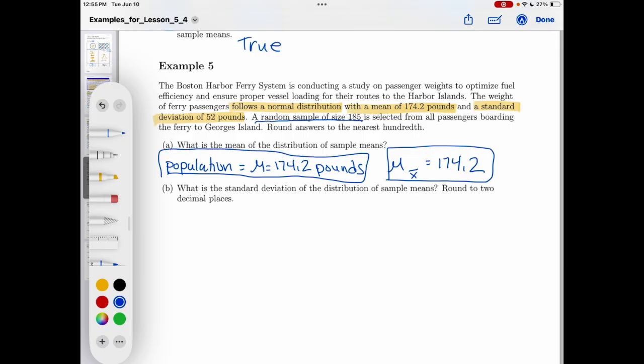For part B, it says, what is the standard deviation of the distribution of sampling means? So we're told that for the population, the standard deviation is 52. If we want to find the standard deviation for the samples, our notation looks like this. We have σ with a sub x bar here, and we take the standard deviation from the population and divide it by the square root of the sample size. So that's going to be 52 over the square root of 185. When we round that to 2 decimal places, we get 3.82.